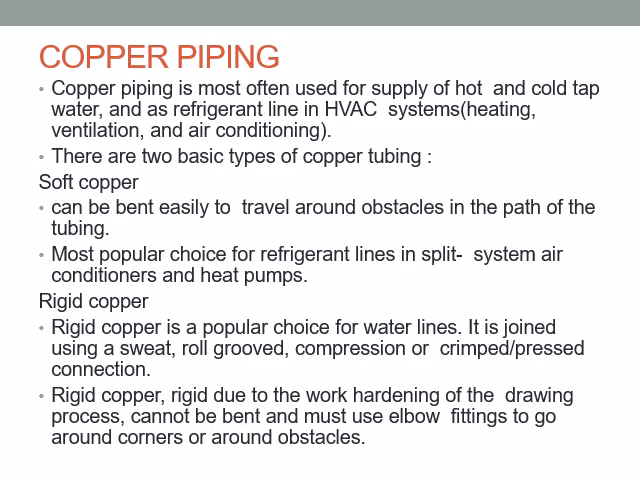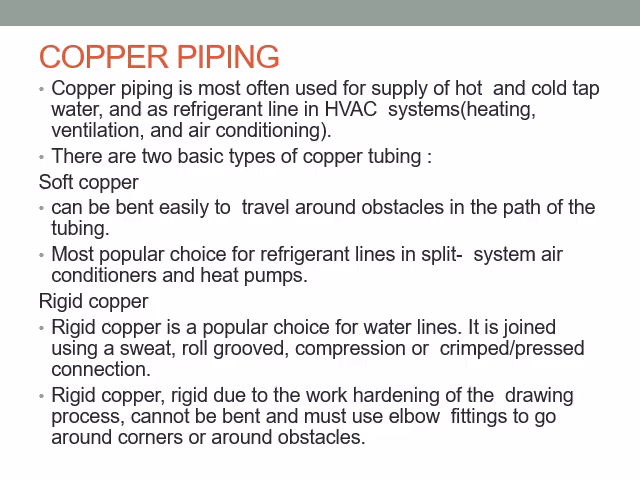Next type is copper piping. Copper piping is most often used for the supply of hot and cold tap water and as refrigerant lines in HVAC systems. There are two basic types of copper piping: one is soft copper and another is rigid copper. Soft copper can be bent easily to travel across obstacles in the path of the tubing, and is also the most popular choice for refrigerant lines in split system air conditioners and heat pumps.